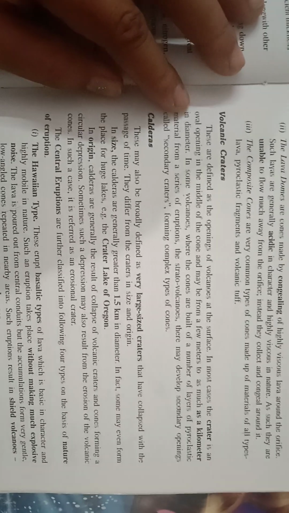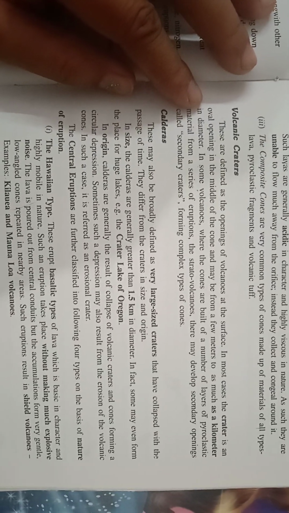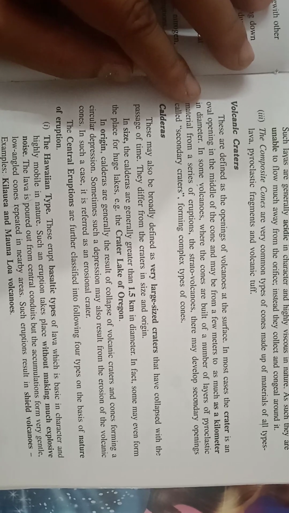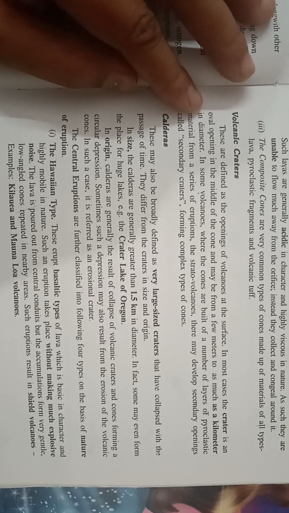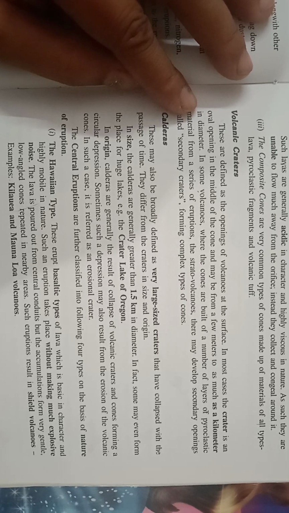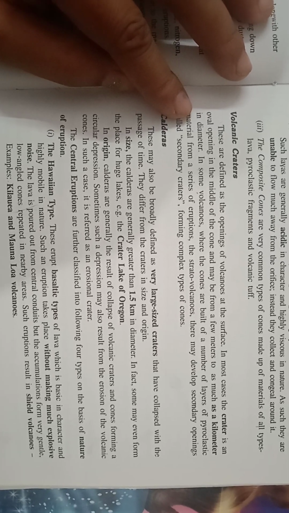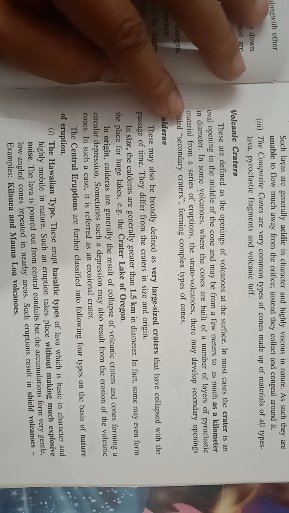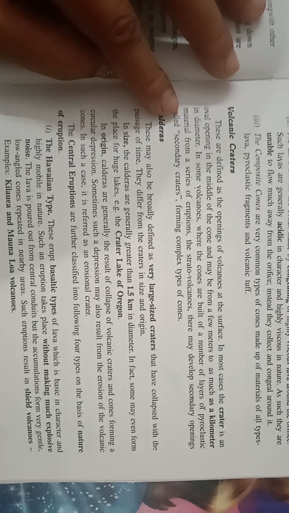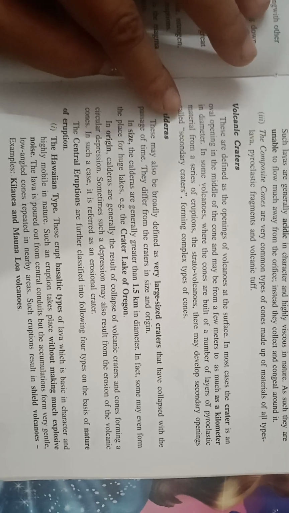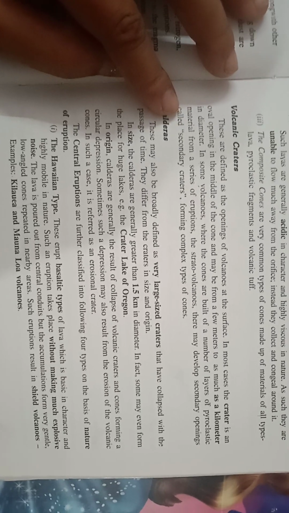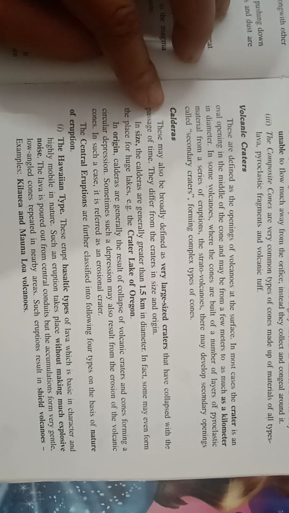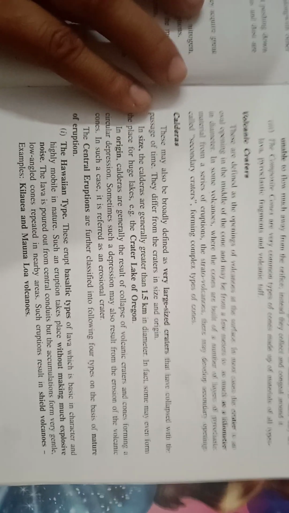Composite cones are a very common type of cone made up of materials of all types: lavas, pyroclastic fragments, and volcanic tuff. Volcanic craters are defined as the openings of volcanoes at the surface. In most cases, the crater is an oval opening in the middle of the cone and may be from a few meters to as much as a kilometer in diameter. In some volcanoes where the cones are built of a number of layers of pyroclastic materials from a series of eruptions, the strato volcanoes, there may develop secondary openings called secondary craters, forming a complex type of cone.